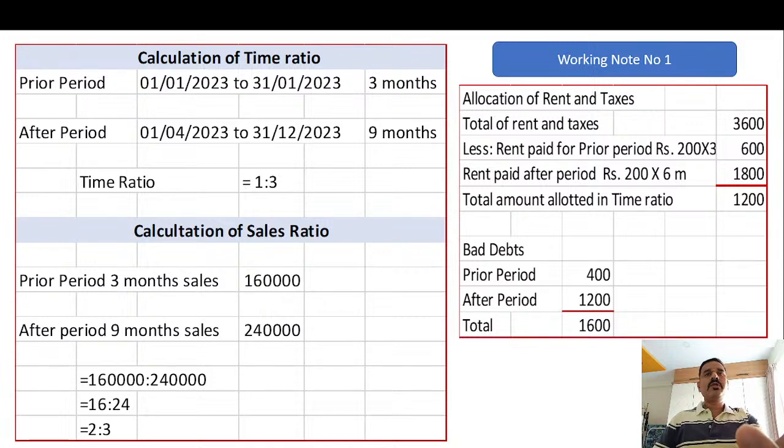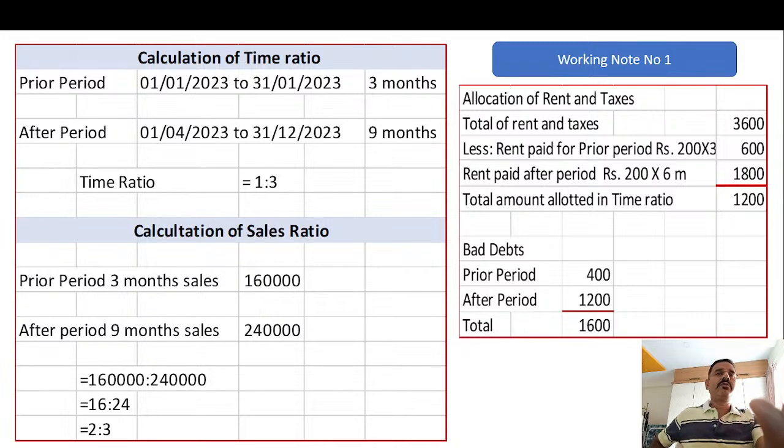So the total allotted is 600 and 1800, 2400 is rent, and whatever balance remains is taxes that you are going to distribute on the basis of time ratio. This is a very important point you have to consider. This working you have to make. Then bad debts prior period is 400 and whatever balance remains is after period. So total is 1600. So this you have to mention.